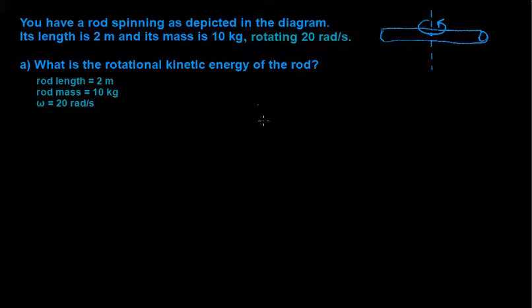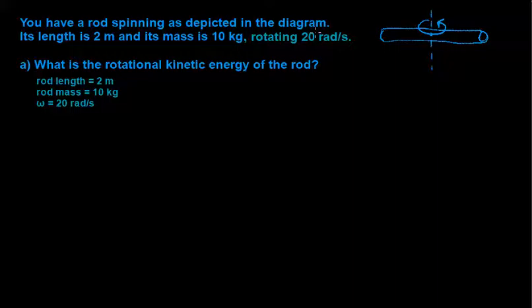So we have a problem here that says that we have a rod spinning, as depicted in this diagram over here, counterclockwise. Our rod's length is 2 meters with its mass being 10 kilograms, and it's rotating at a rate of 20 radians per second. And so we have part A that is asking, what is the rotational kinetic energy of the rod?